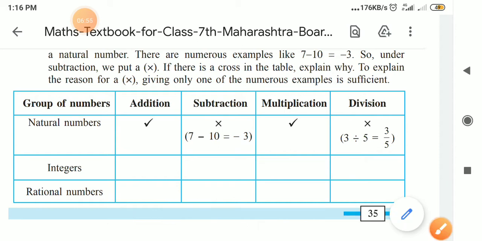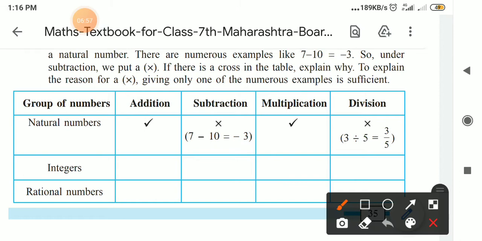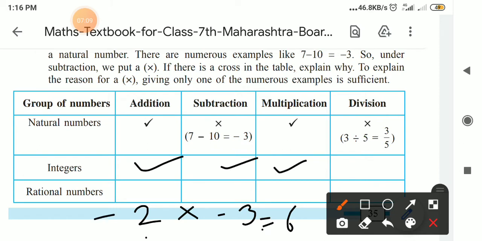Now the multiplication. Two integers you have to take, multiplication of two integers. 2 into minus 3 if I take. Integers means positive, negative. 2 3s are 6. 6 is an integer, so here the correct sign will come. If you take both negative signs, minus 2 minus 3 is minus 6. Minus 6 is also an integer. So here also the integers will come.